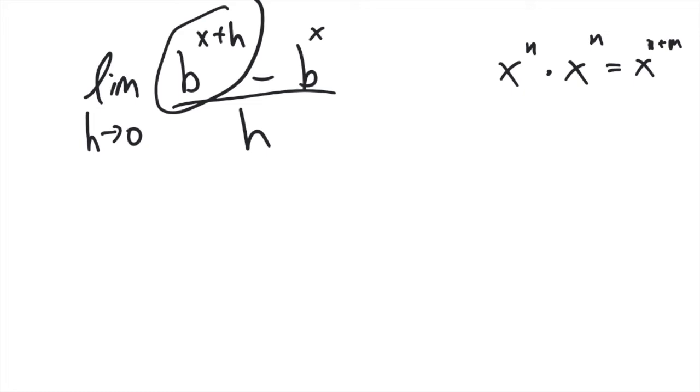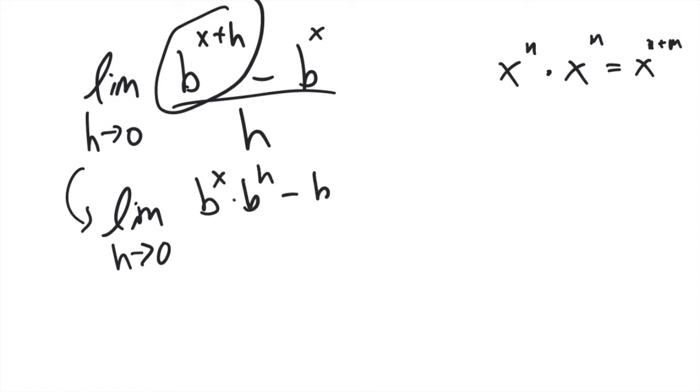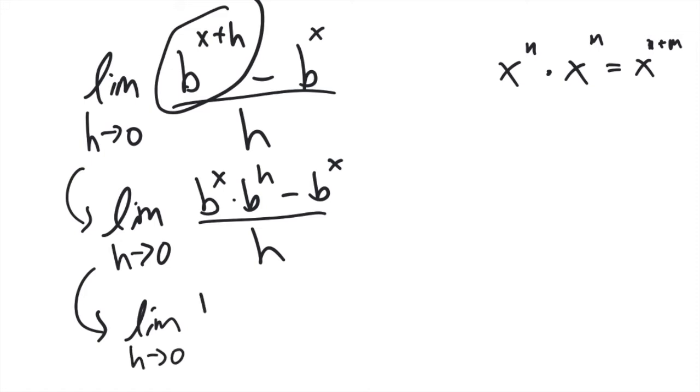And so we actually have something that looks like the right side of that equation over here with b to the x plus h. In other words, one thing you could do, maybe the only thing you can do at this point, is to split this up as b to the x times b to the h minus b to the x all over h. Now at this point, you can go ahead and factor out a b to the x on the top. So factor out a b to the x, and what you're left with is b to the h minus 1, and then an h on the bottom still.